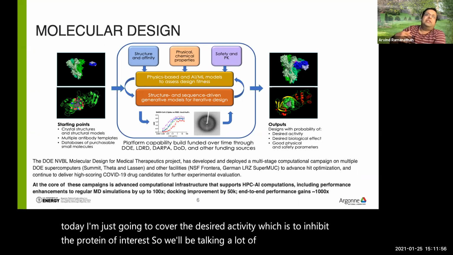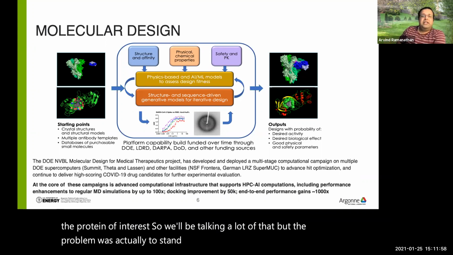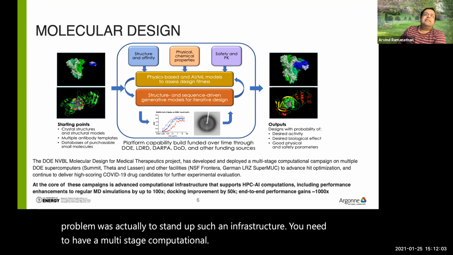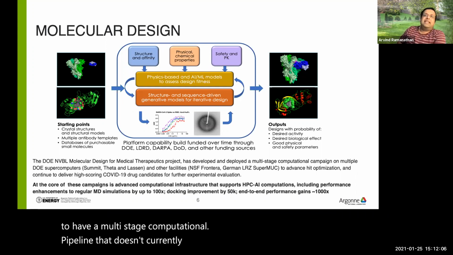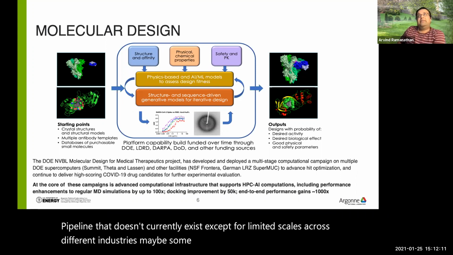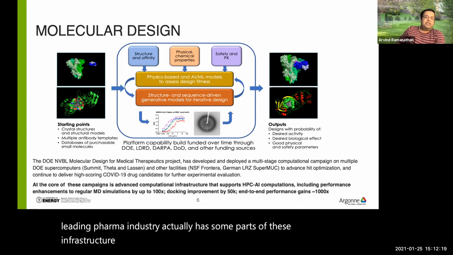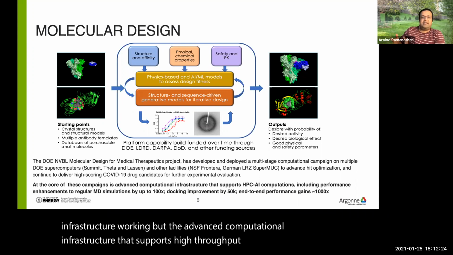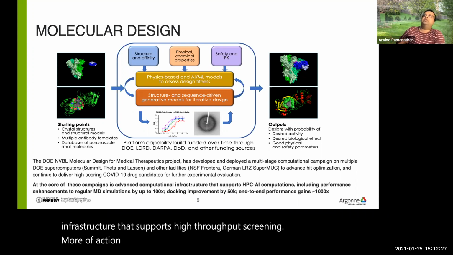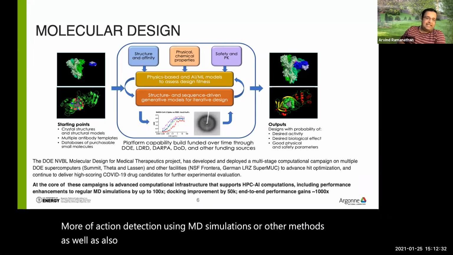But the problem was actually to stand up such an infrastructure, you need to have a multi-stage computational pipeline that doesn't currently exist except for limited scales across different industries. Maybe some of the leading pharma industry actually has some parts of this infrastructure working. But the advanced computational infrastructure that supports high throughput screening, mode of action detection using MD simulations or other methods, as well as design parameters using AI doesn't really exist.